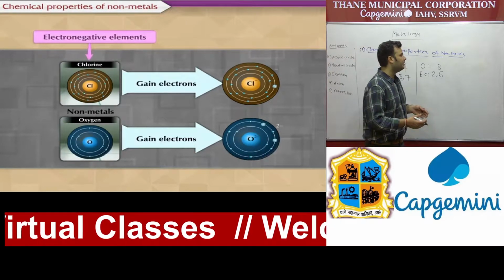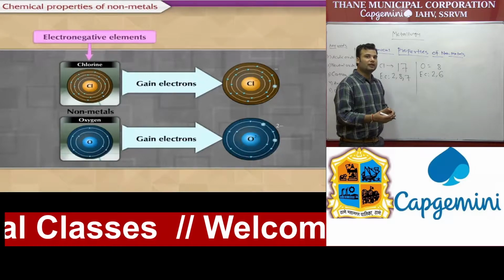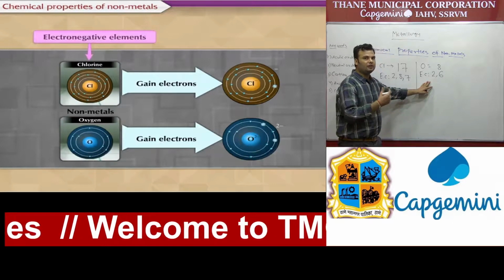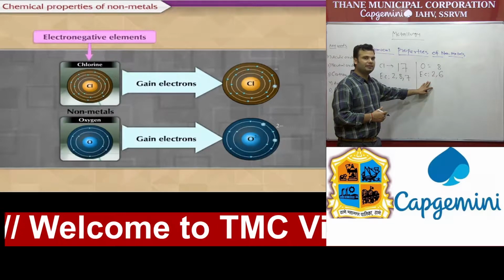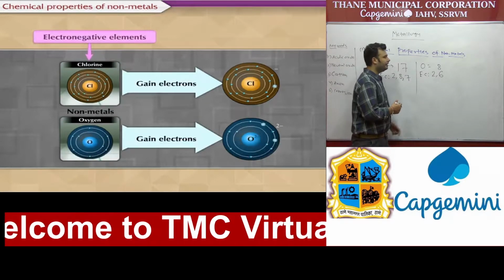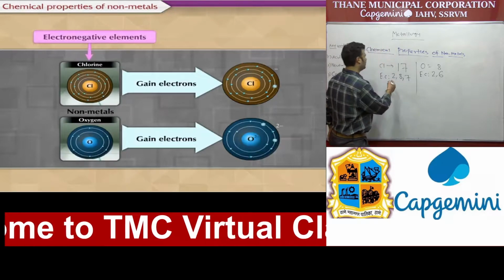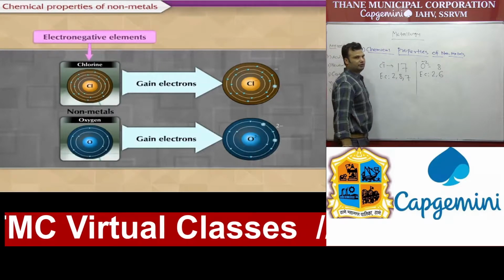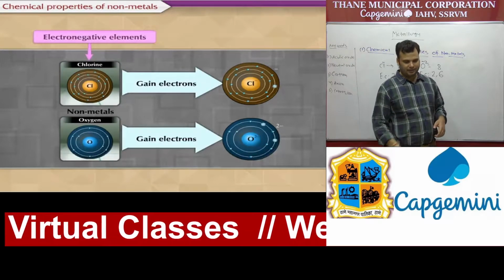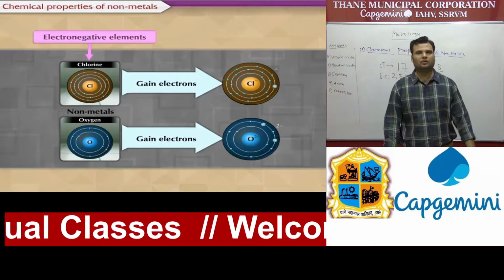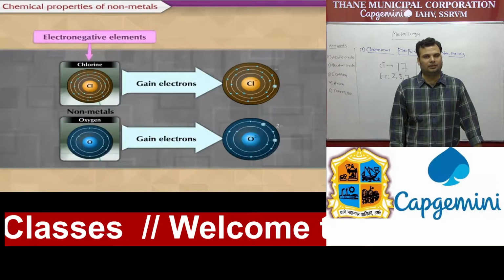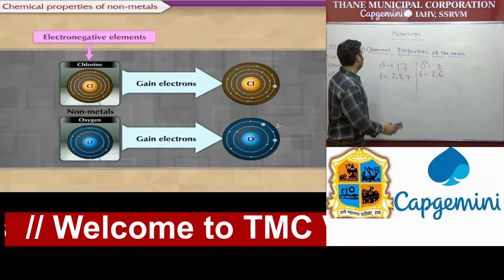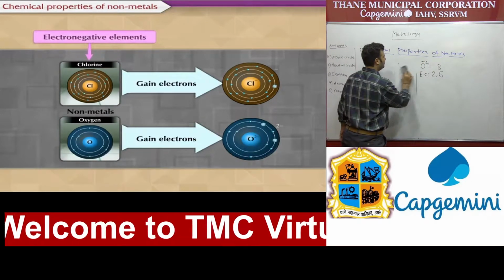Why electronegative? Like metals donate electrons, so they have electropositive ions. And whenever non-metals require electrons to complete their octets, they are called electronegative elements. So oxygen requires 2 electrons, so minus 2, and similarly chlorine requires 1 electron, so minus 1. So that's why it is called electronegative elements. So already you understood what non-metals are. The next part of this lesson is that we have to deal with the chemical properties of non-metals.